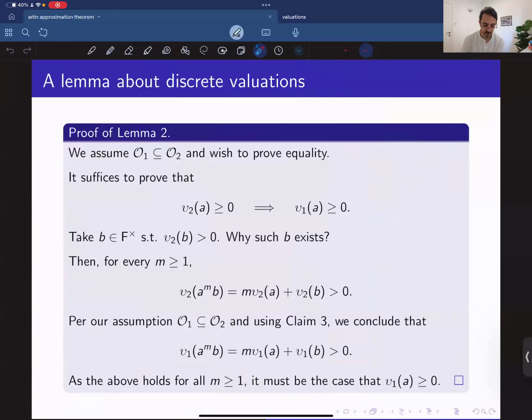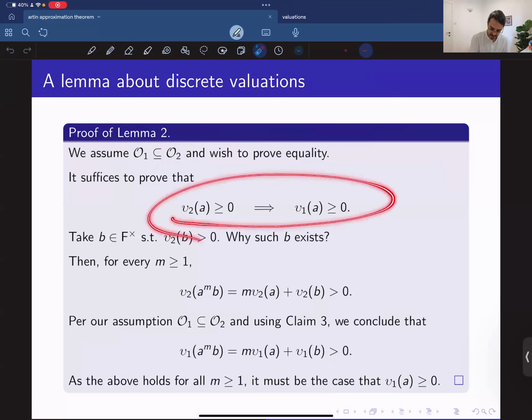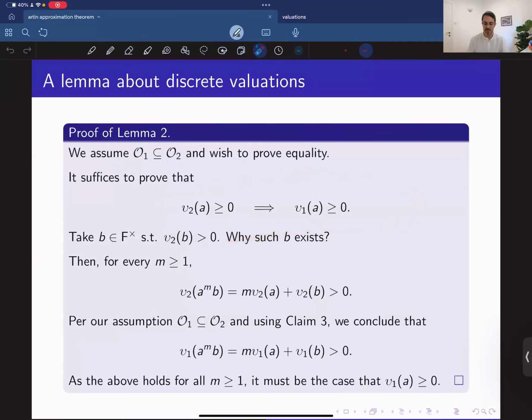Okay, so with this, we're ready to prove lemma 2. Recall, we are going to assume that O1 is a subset of O2, and we want to prove that they're actually equal. So it suffices to prove that if an element is in O2, it is also in O1, namely, that if V2 of A is non-negative, then also V1 of A is non-negative. And it's not clear how to do it. Initially you need a trick, and that trick reappears again and again.